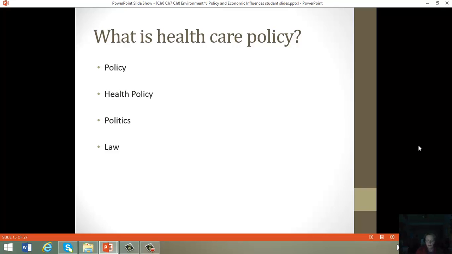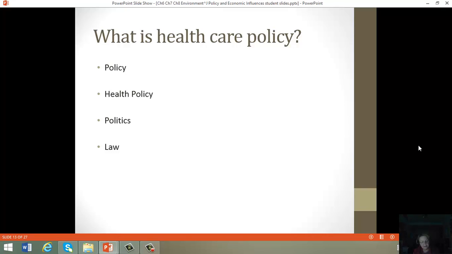Healthcare policy is a settled course of action that will be followed by a government or institution to obtain a desired effect. And then health policy is a set or a course of actions to obtain the desired health outcomes. So it's by a government or institution, and it is for individuals, families, groups, communities, and even society.